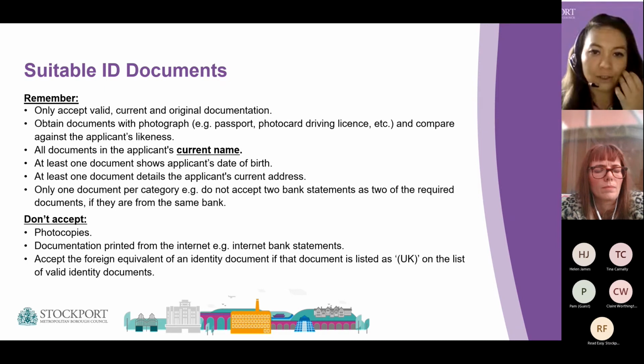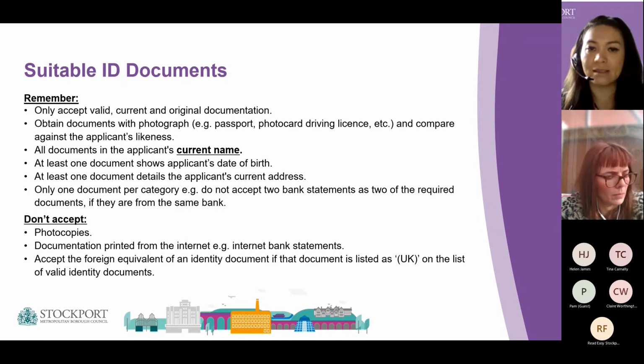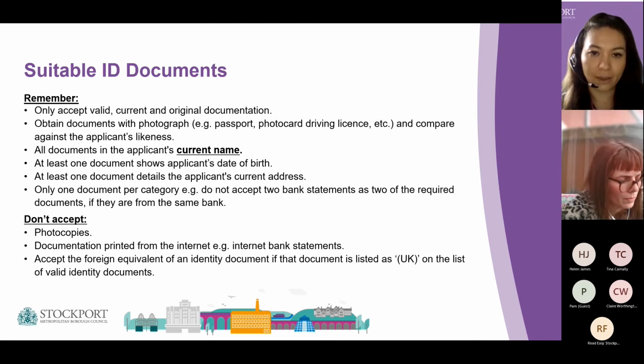So when you're checking these, if they've completed some sort of form for a position or a paid position, it's always good to check at this point that the document matches up with what they've put on the application form. So is the address on the driving license the same as the address that they've put on the application form? And if not, you'd need to go back to the applicant and query that.